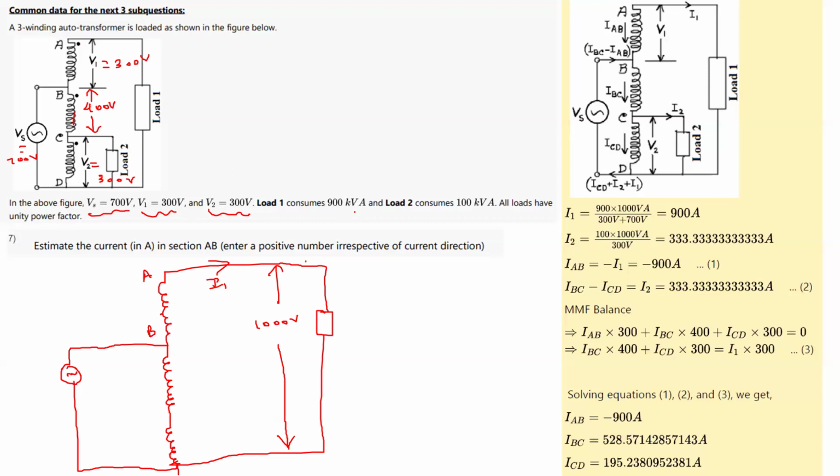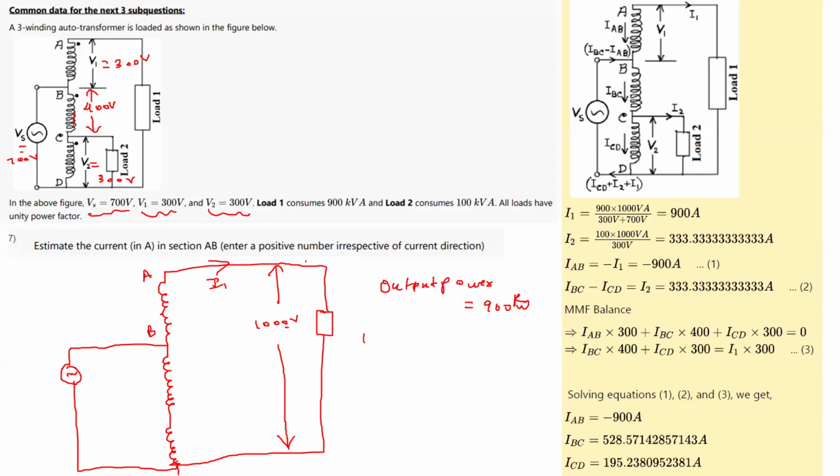So the load is 900 kVA, and if the load is operating at unity power factor, the whole kVA will be watts. So basically the output power is 900 kilowatt: VI cos phi, where VI is 900 kVA and cos phi is 1. Okay, kilowatt. Now what is the voltage?